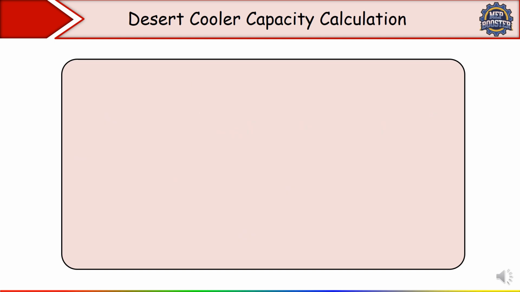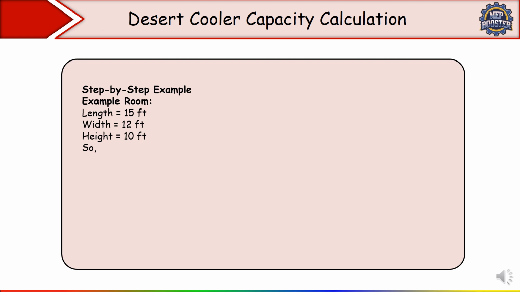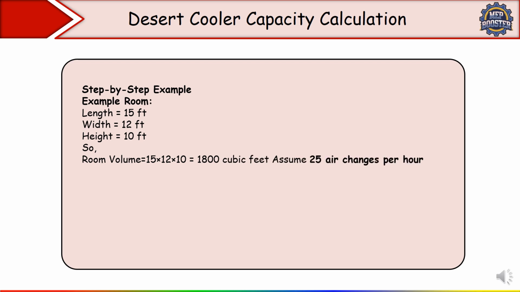So now here I will show you one example, a step-by-step example. See, we have one room whose length is 15 feet, width 12 feet and height 10 feet. So first thing, if you want to calculate the required airflow in CFM, what we need to calculate, the room volume. Simple. Room volume is equal to length, width into height. We have got 1800 cubic feet. And let's assume it is a residential room. So because 20 to 30 air changes per hour we can consider, we have assumed 25 air changes per hour.